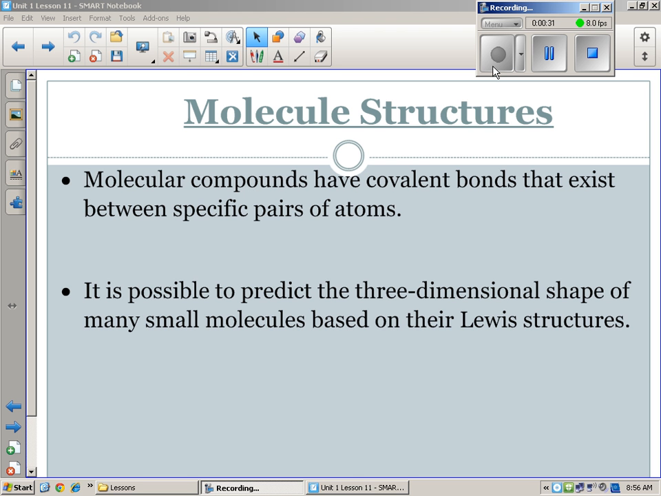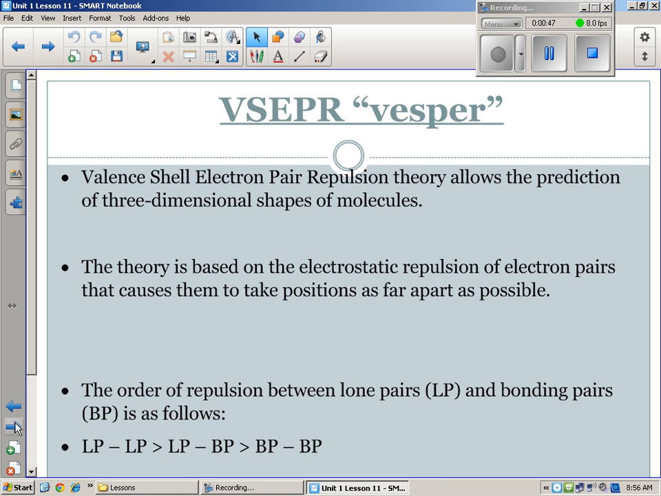Molecular compounds, of course. When we say molecular, we're talking about sharing covalent bonds that exist between specific pairs of atoms. It's possible to predict the three-dimensional shape of many small molecules, and we're only going to focus on the smaller ones as far as what kind of shapes they have. We're going to talk a little bit about VSEPR today, finally. VSEPR stands for, and you should know this, the valence shell electron pair repulsion theory.